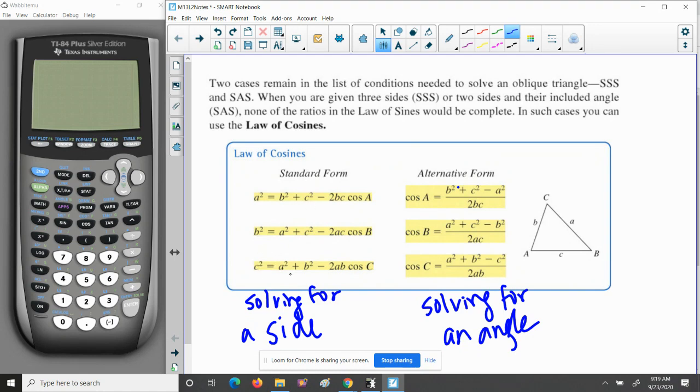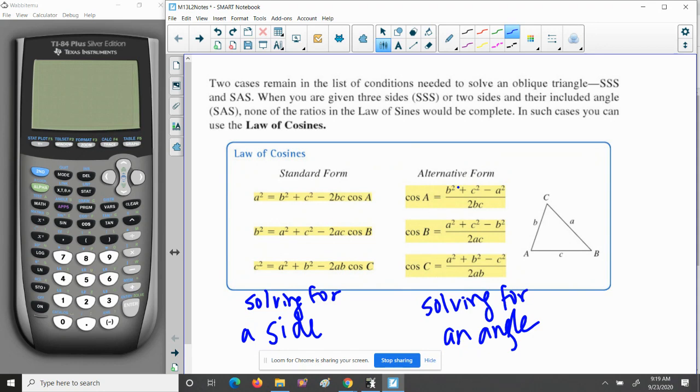So notice that we have the other two sides squared and added together. Take a look at the rest of these. For b squared and c squared, we have the other two sides squared and added together, and then minus 2 times the other two sides times the cosine of the angle that goes with the side that's listed on the left. So it's way more about recognizing and memorizing the pattern than memorizing a bunch of different formulas.